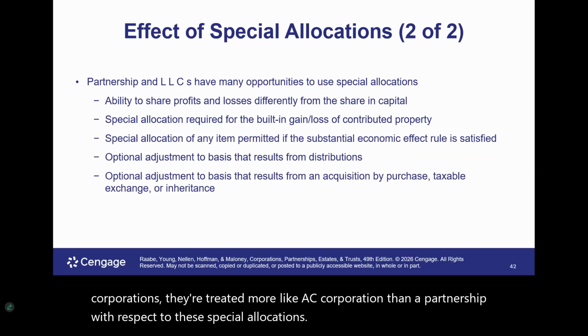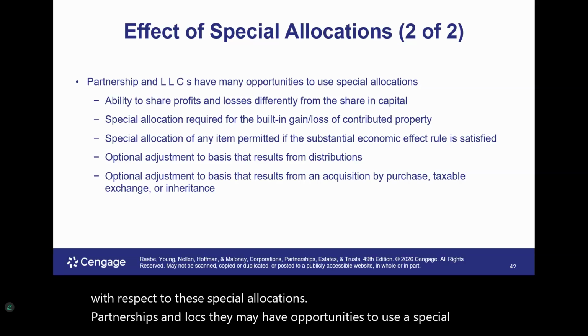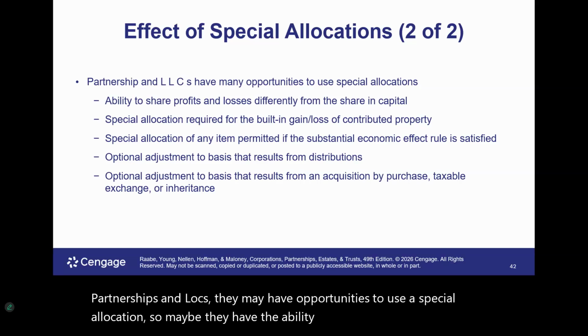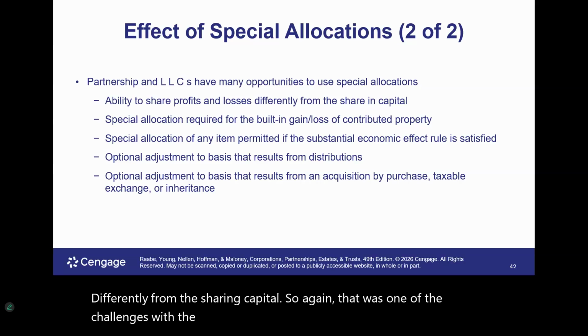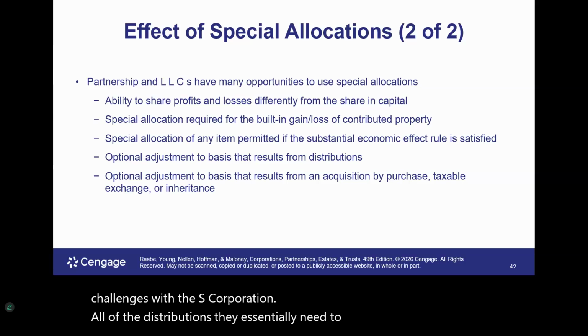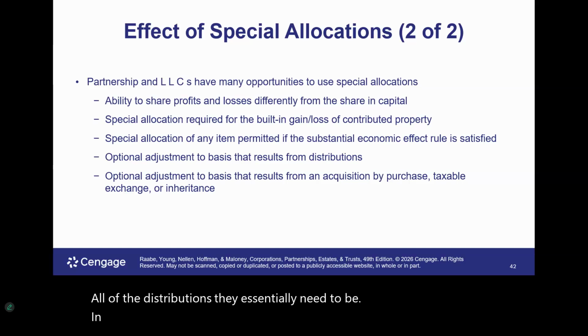Partnerships and LLCs may have opportunities to use a special allocation. So maybe they have the ability to share profits and losses differently from the share in capital. Again, that was one of the challenges with the S corporation. All of the distributions essentially need to be in proportion to the percentage of ownership. Partnerships have a bit of flexibility.